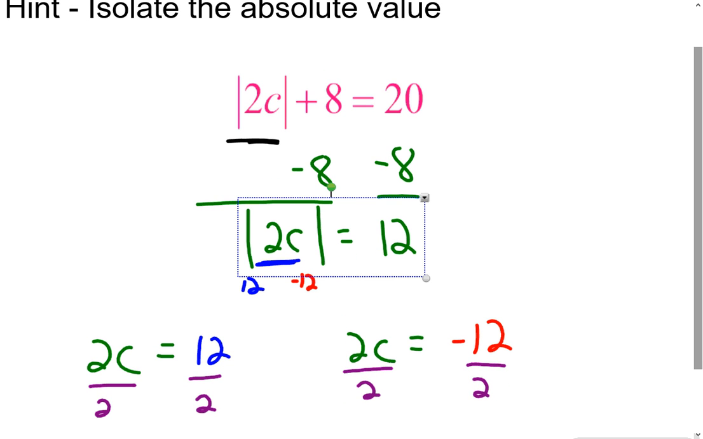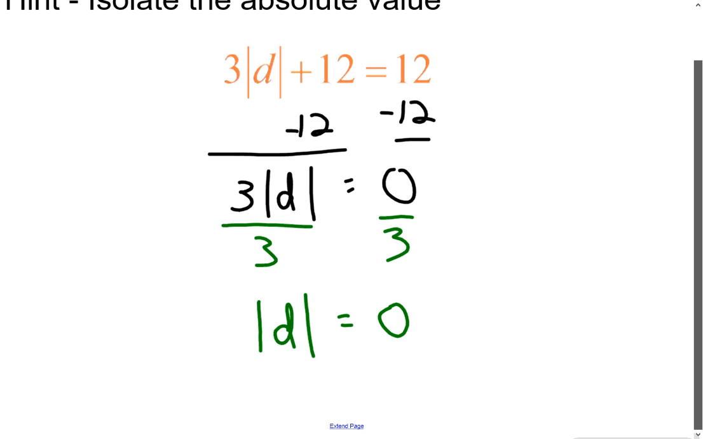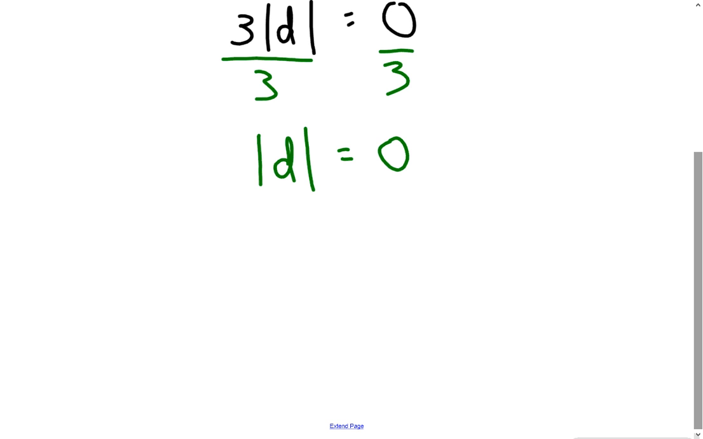So when I got to this point right here, we broke it into two equations. We said the stuff inside the absolute value, the 2c, was either equal to the positive of what's on the right side of our equation, so 12, or it's equal to the negative. Now in this one, if we did that same thing, we would say that d equals +0 and d equals -0, which really doesn't make sense because 0 is neither positive nor negative. It's 0, it's in between.